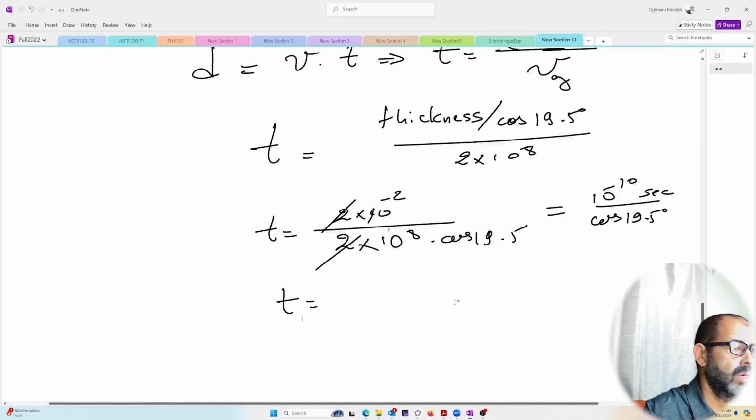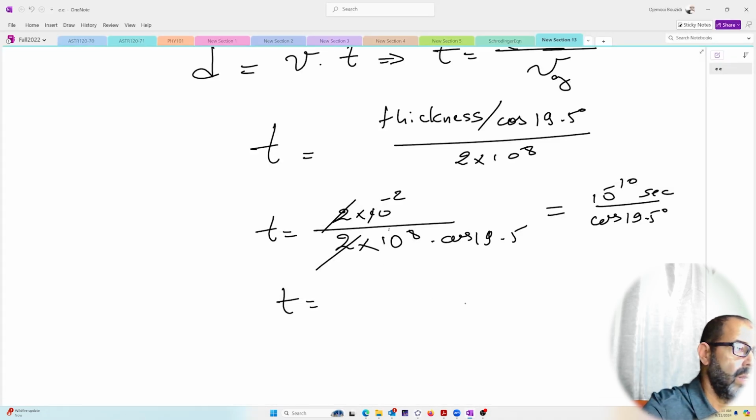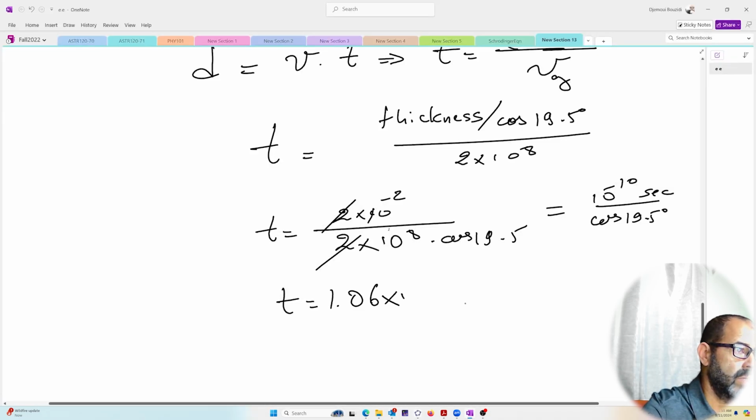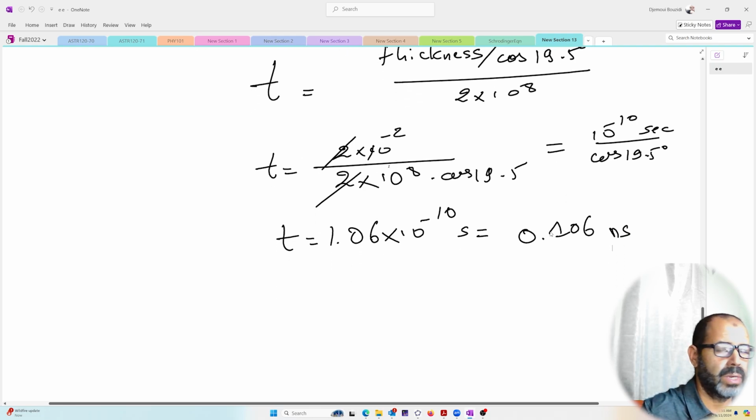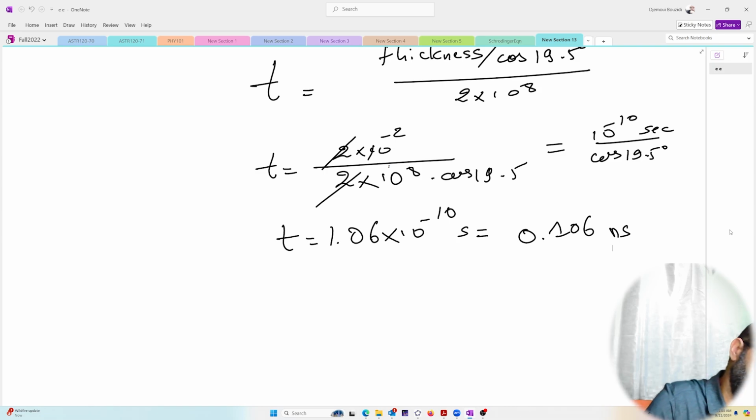So that's really what we're talking about here. 1.06 times 10 to the negative 10 seconds, or if you want to write it in terms of nanoseconds, it's a tenth of a nanosecond. So we found the answer to that part.